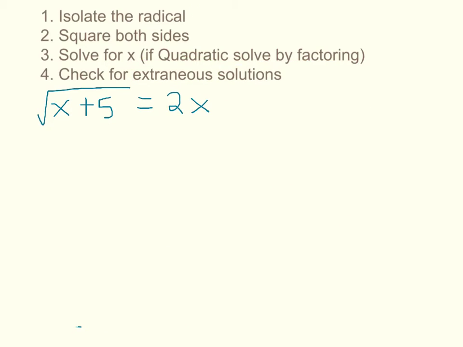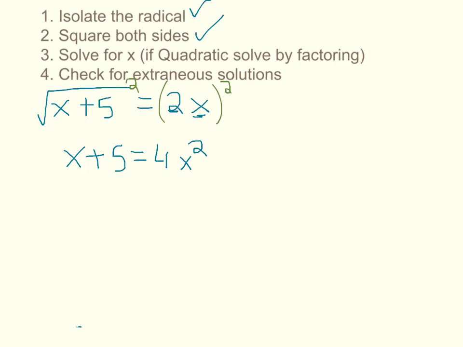Now we have the square root of x plus 5 equals 2x. We first have to isolate the radical, but it's already done. So now we can square both sides. So on the left side, we're left with just x plus 5. But on the right side, when you square 2x, make sure you square both terms, or both parts of the term. So 2 squared is 4, and then 4x squared.